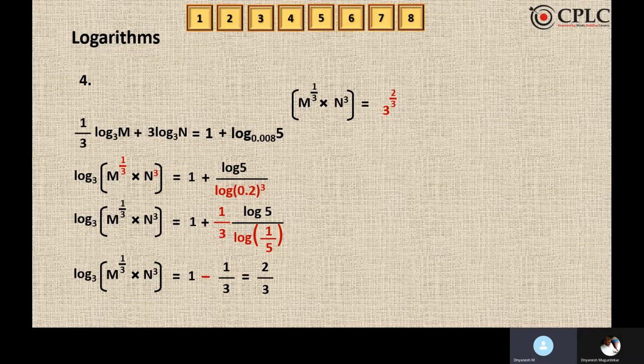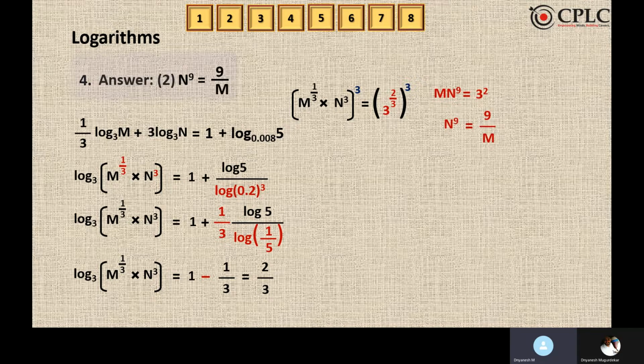Now, to simplify this, obviously, let's take cube on both the sides. Again, we'll use laws of indices that we have discussed in the previous classes. When you apply laws of indices, the powers will get readjusted and you will have m into n raised to 9 is equal to 3 raised to 2, because 2 by 3 and raised to 3 will get cancelled, and you will have 3 square, which is 9. So m into n raised to 9 is equal to 9. Again, when you restructure that, you get n raised to 9 is 9 upon m. And this is the answer which is present in option 2.